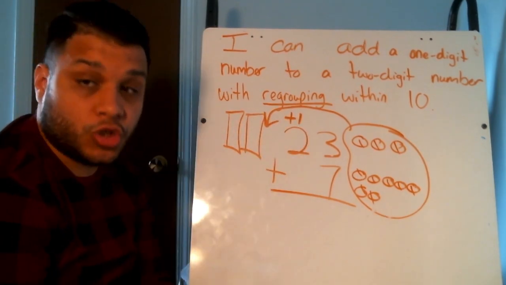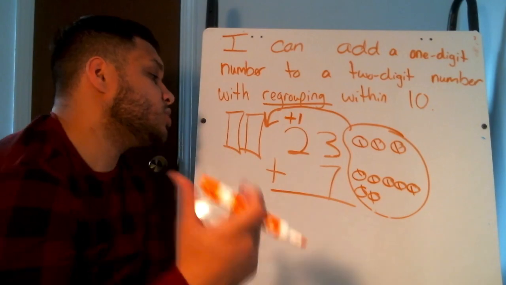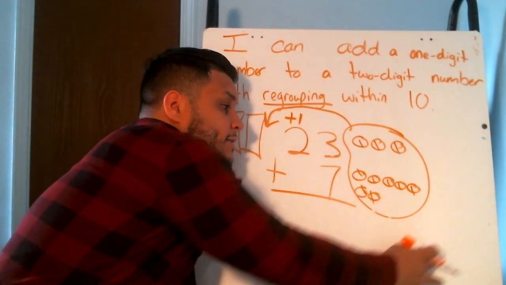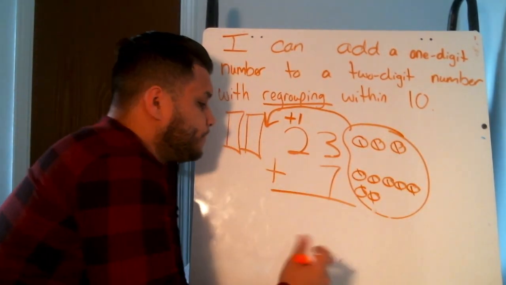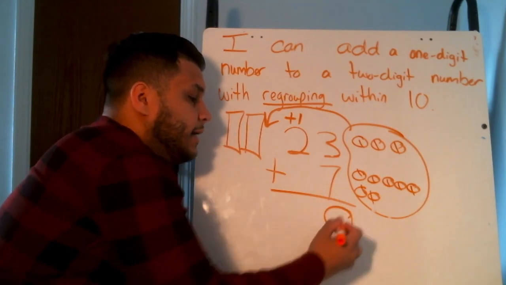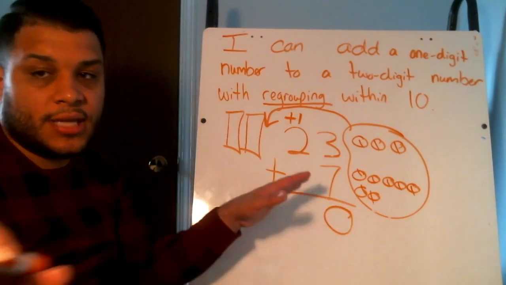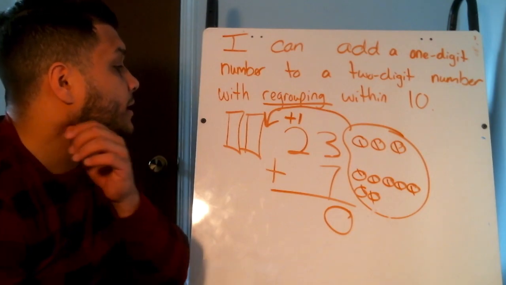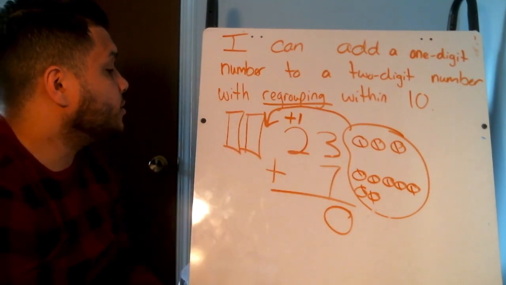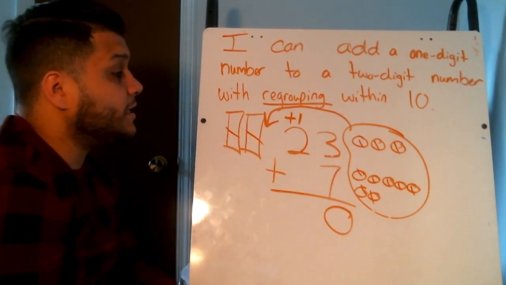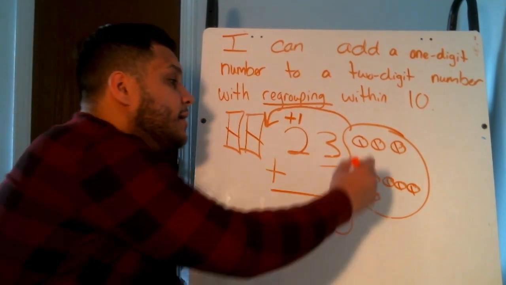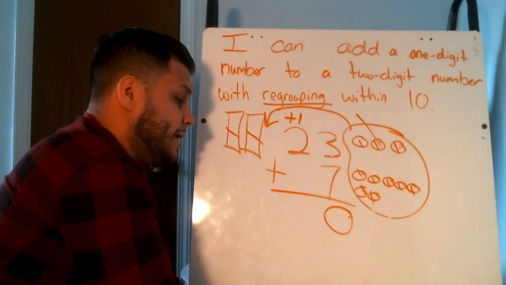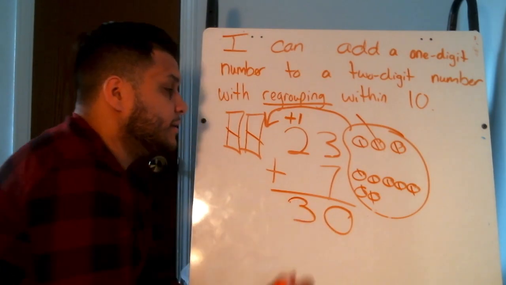Step number 4, solve and check. So let's solve this. Do we have any ones that are left outside of our circle? There are no ones. And when we don't see anything, when there's nothing, that's the same as 0. Now we want to add our tens. So we have 10, 20, you guessed it, 30. And in 30, we have 3 tens.